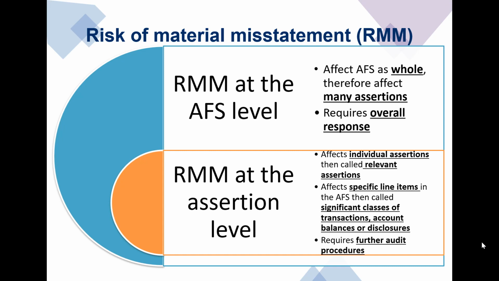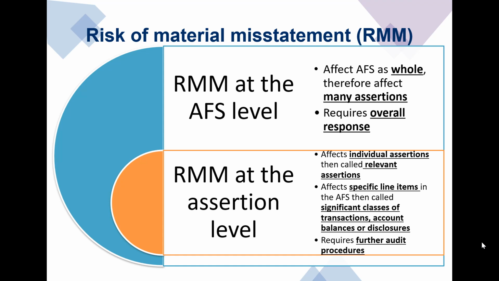So when the auditor performs his risk of material misstatement assessment, he will firstly assess the risk of material misstatement at the financial statement level. That means it will affect the financial statements as a whole, and therefore it will affect many assertions. In this case, a risk of material misstatement will require an overall response that should be formulated by the auditor to make sure that the risk is addressed correctly.